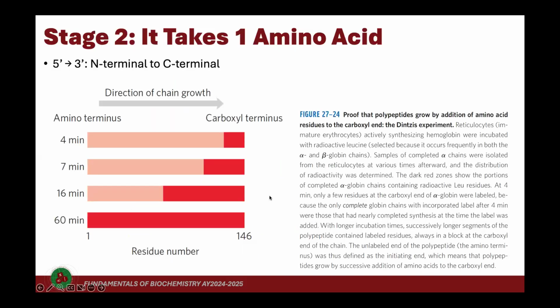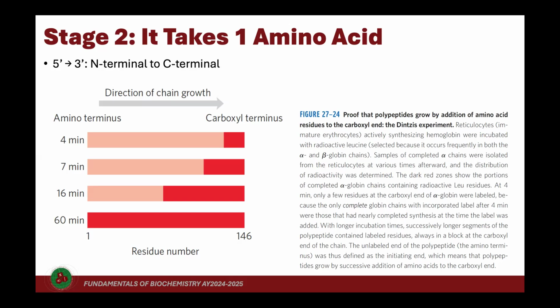Now, when we talked about DNA replication and transcription, we also emphasized the direction of the synthesis. For DNA, it's 5 prime to 3 prime, and that's the same with RNA synthesis. What about protein synthesis? For protein synthesis, you are reading your mRNA transcript from the 5 prime to the 3 prime, and you are synthesizing your protein from the N terminal to the C terminal.